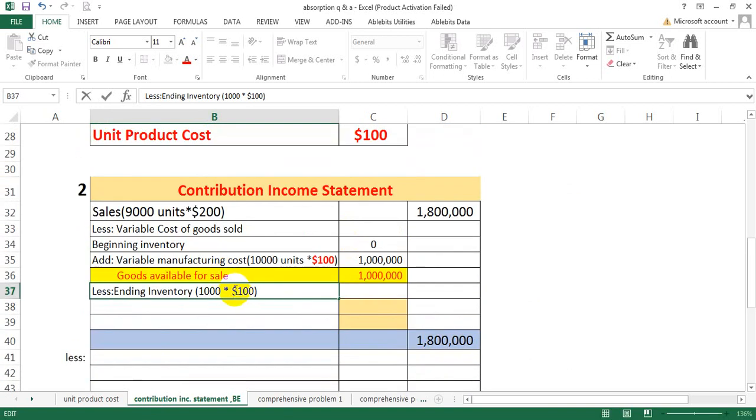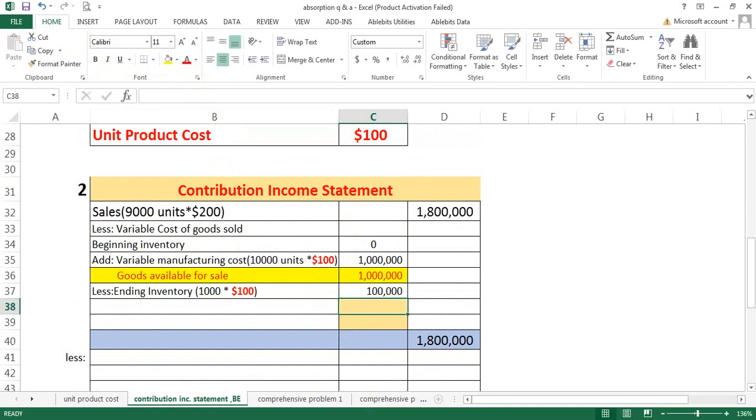Why did I take this $100 again? This is our product cost under variable costing, right? So we will take this value. After multiplying 1000 units by 100, my value is 1 lakh, right?